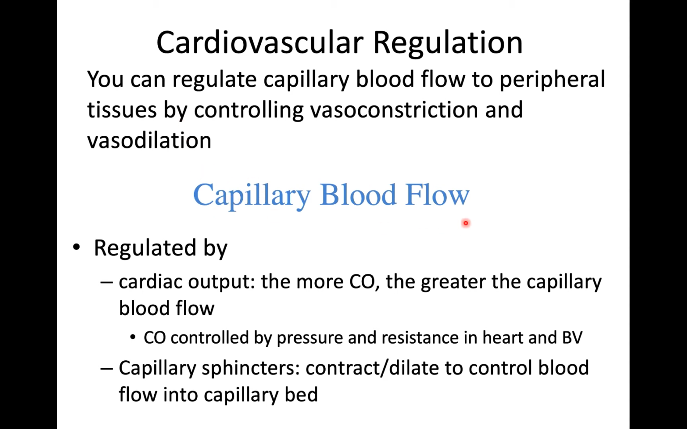Then you have capillary blood flow. This is the blood flow specifically through the capillaries. So if you recall, blood gets pumped out of the heart into the arteries, through the arterioles, then into the capillaries. However, sometimes there are situations where you need to provide certain tissues with more blood than others. For example, if you're running away from a bear, blood is probably going to want to be detoured to your skeletal muscle, your brain, your heart, and your lungs. So you're going to want to open up what we call capillary sphincters in those areas in order to allow blood to enter into those tissues.